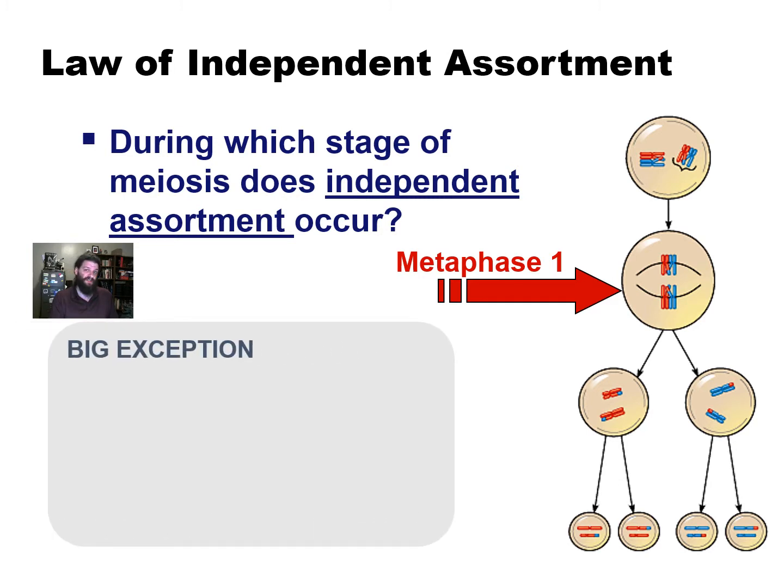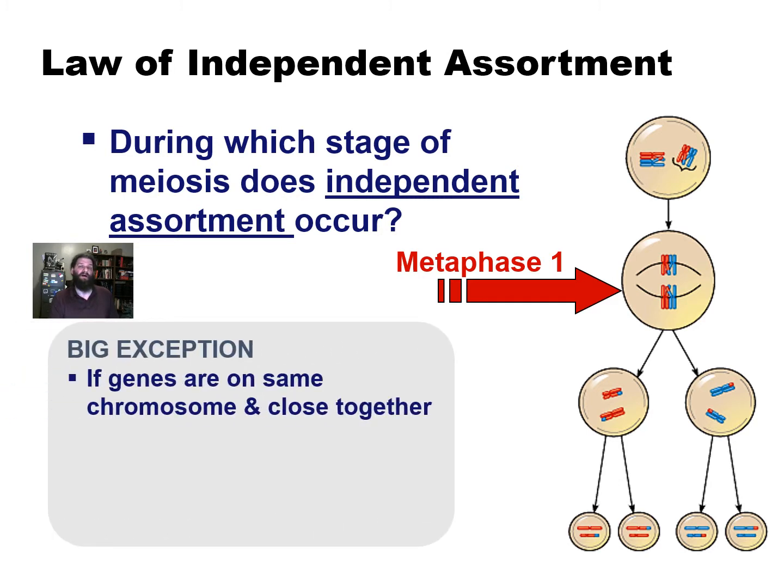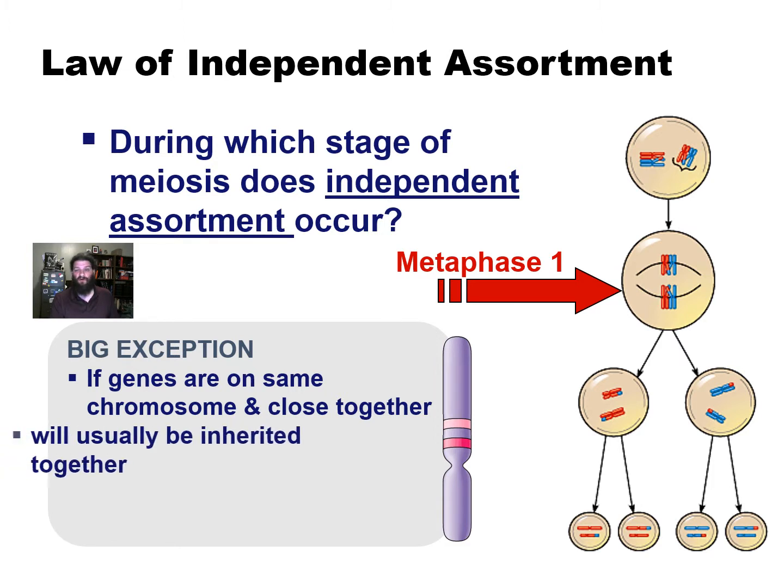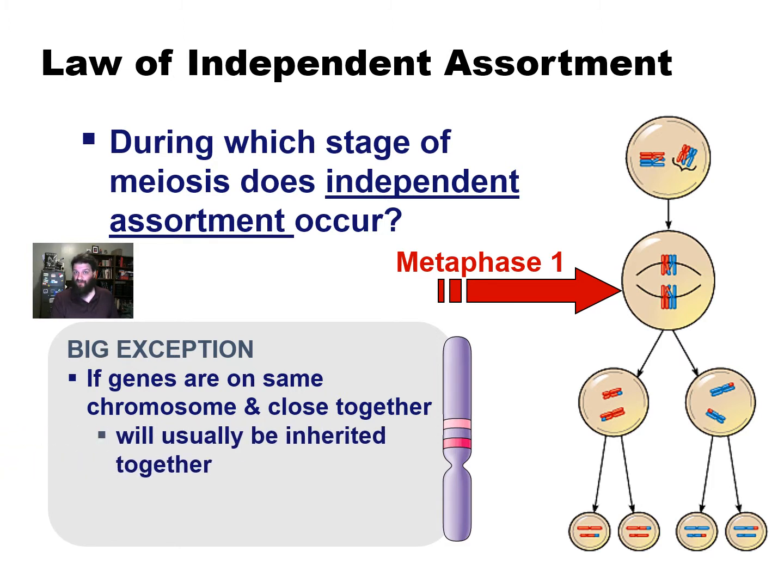The big exception here are those traits that are located really close to one another and close to the centromere, so that they can kind of get around some of that crossing over that shuffles the rest of the genes that are further away. These tend to be inherited together, and we call them linked. So traits like red hair and freckles, things like this that tend to be inherited together, are linked.